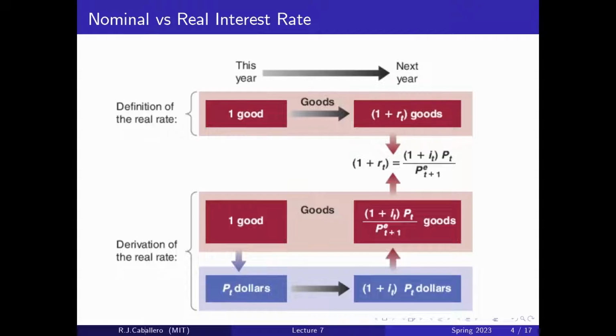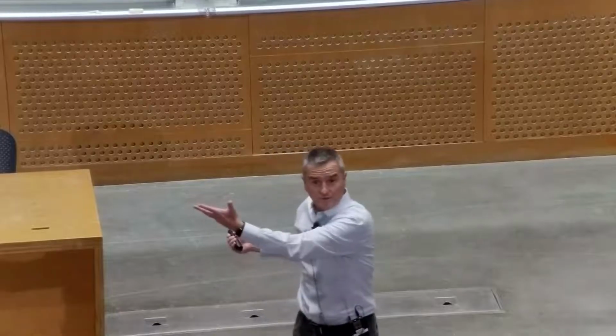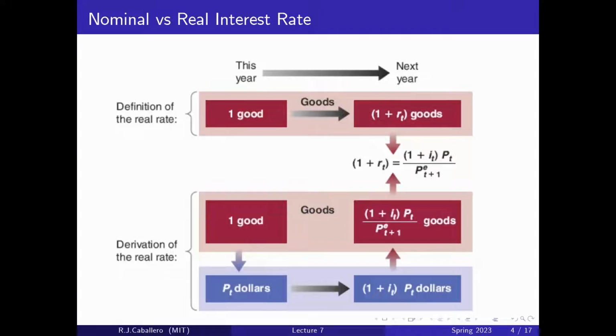Now, I cannot compare this with this up here because at this point I have dollars, and really I want to convert it into goods. I want to go from goods to goods. So how do I convert dollars into goods? I divide by the price of the goods, but not here, by the price of the goods at t plus 1, because I'm going to get this amount of dollars 1 year from now. I have to divide by P_{t+1} in order to get the number of goods I'm getting at t plus 1.